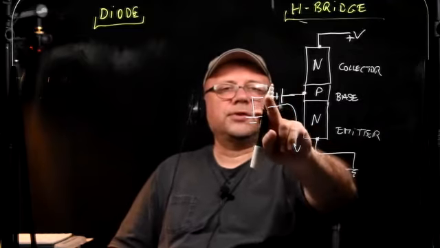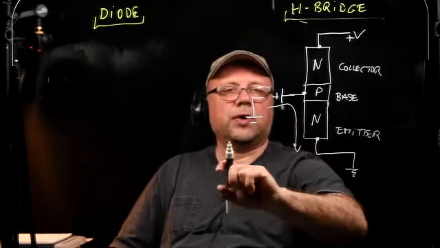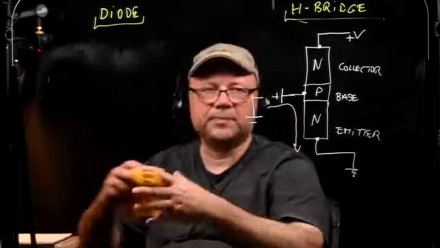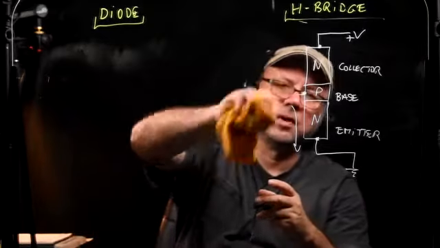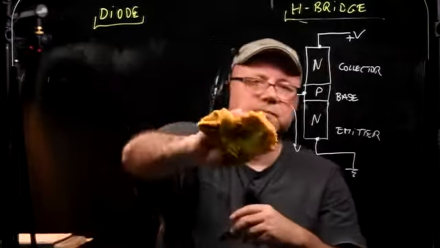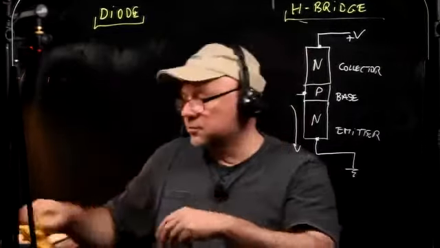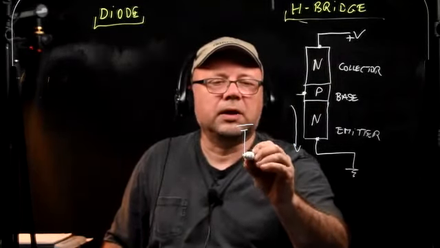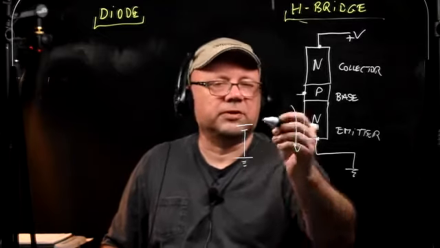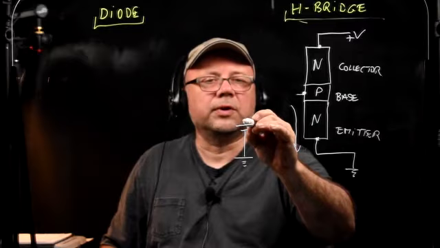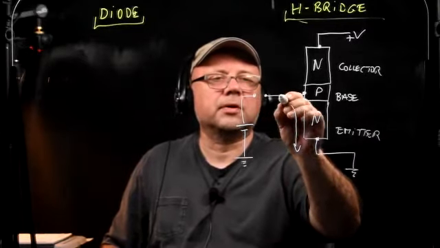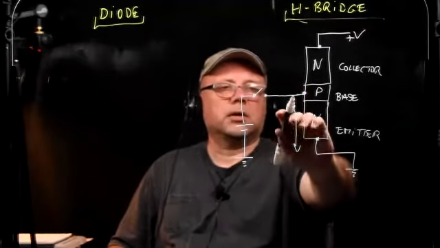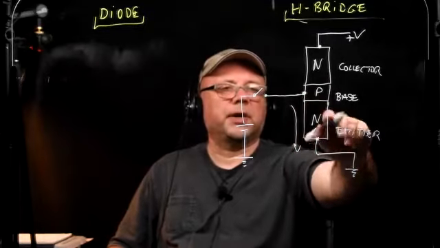So if this pathway is broken, there is no voltage applied to the... oh, wait a second. Let me just do it a little bit better. We're going to have a battery here that also goes to ground, so those grounds are at the same potential. And we're going to have a wire and a switch that goes to the base. So when the switch is open, there is no current flowing through this base-emitter junction.